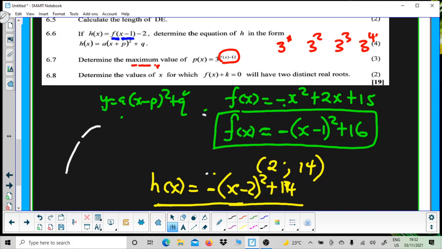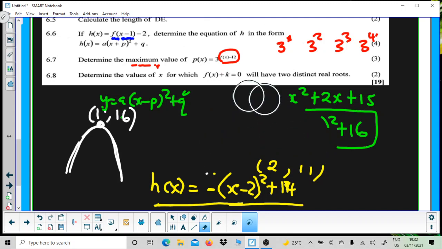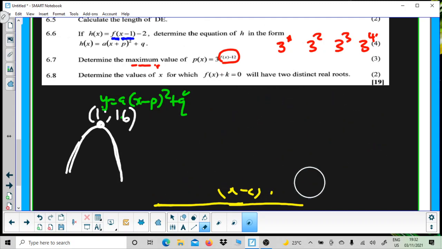And please don't forget function of x is a function like this. Do you still remember its maximum value? It was at 1 and the maximum value was 16. So all you need to do for a sum like this is just to engage your brain a little, not so much.